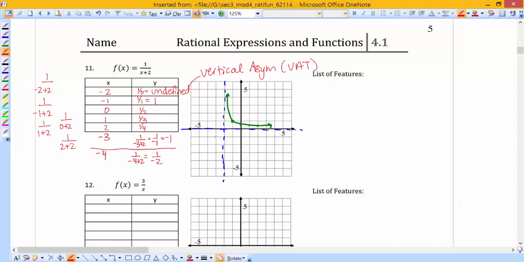So -3 was -1. I'm going to use green. -1. And -4 was -1/2. So now I can see the rest of my rational function. Now it's time to list the features.